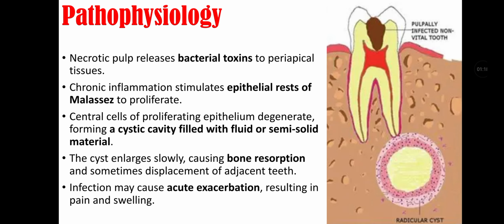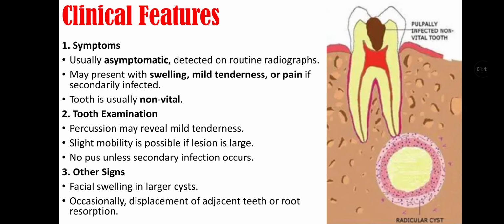Pathophysiology: Necrotic pulp releases bacterial toxins to the periapical tissue. Chronic inflammation then stimulates the epithelial rests of Malassez to proliferate. Central cells of the proliferating epithelium degenerate, forming a cystic cavity filled with fluid or semi-fluid material. Cysts enlarge slowly, causing bone resorption and sometimes displacement of adjacent teeth. Infection may cause acute exacerbation resulting in pain and swelling.